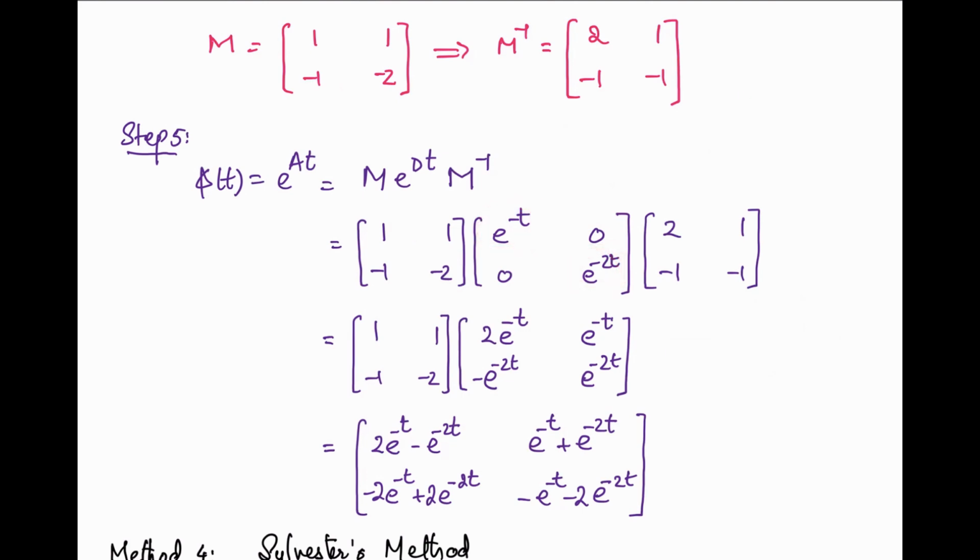So these two are obtained from the eigenvalues. This is the diagonalization matrix, this one and this one. This is M, this is M inverse. So multiplying all of these together, you can get the state transition matrix. So that is given by this equation. So this is e^(At).